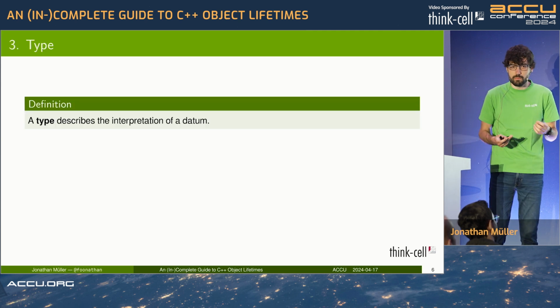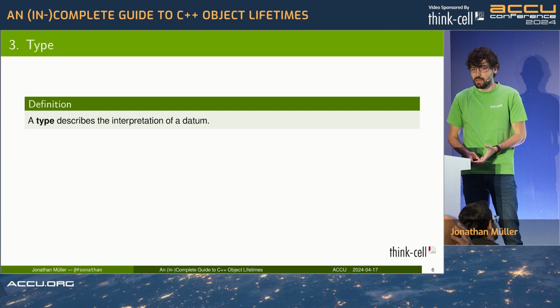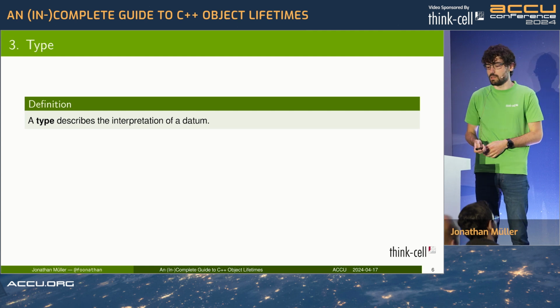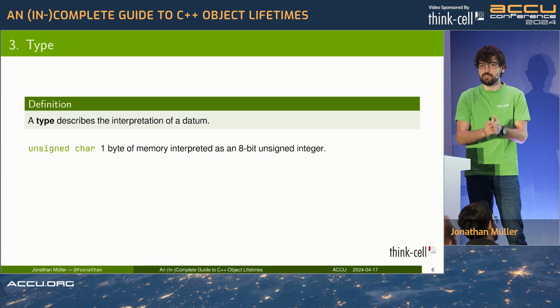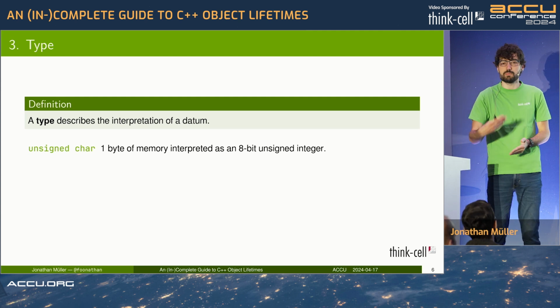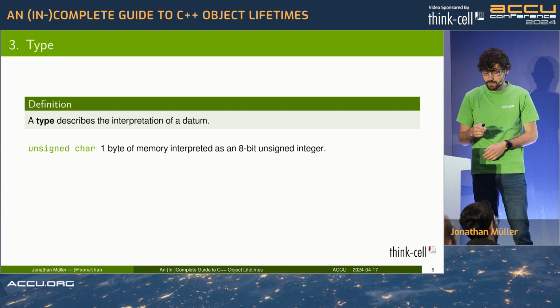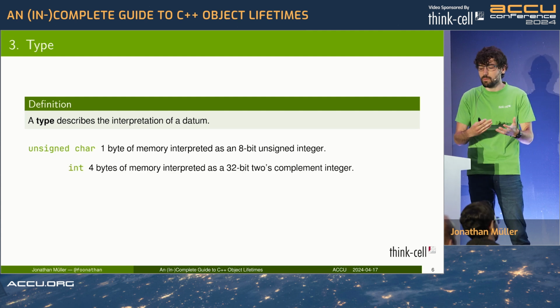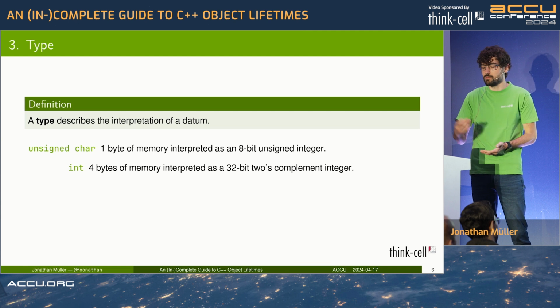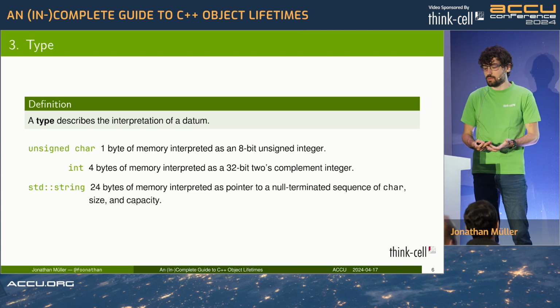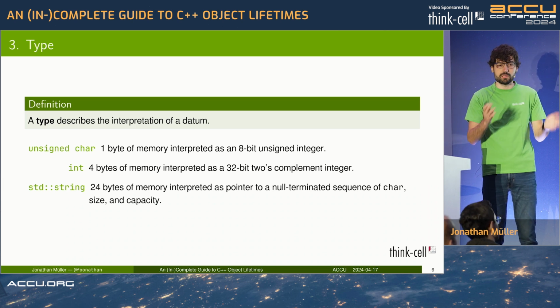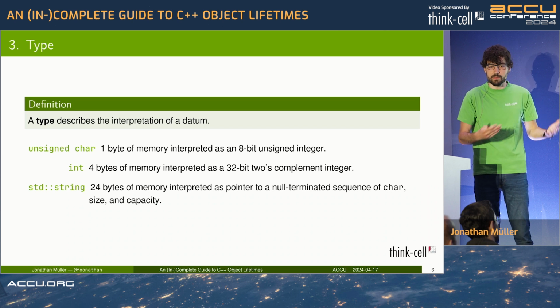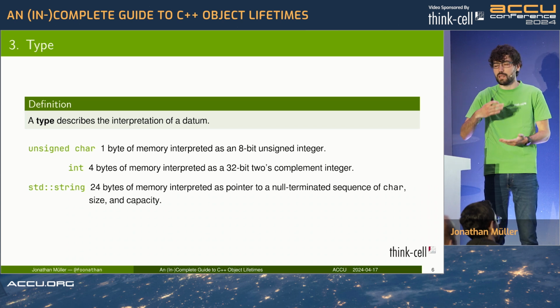Now a type simply specifies the interpretation of a datum. So it's essentially a function from datums to their values. For example, we have the type unsigned char, and it means that we take 1 byte of memory, that's our datum, and interpret it as an 8-bit unsigned integer to get the value. Or we can have the type int, where we take 4 bytes of physical memory and interpret the bits as a 2's complement 32-bit integer. Or we can have more complex types, like string. Then we take 24 bytes, the first 8 bytes are a pointer to a null-terminated string, then we've got a size and a capacity. So we take the physical bits and interpret them according to the rules of a type, and then we get a mathematical value.